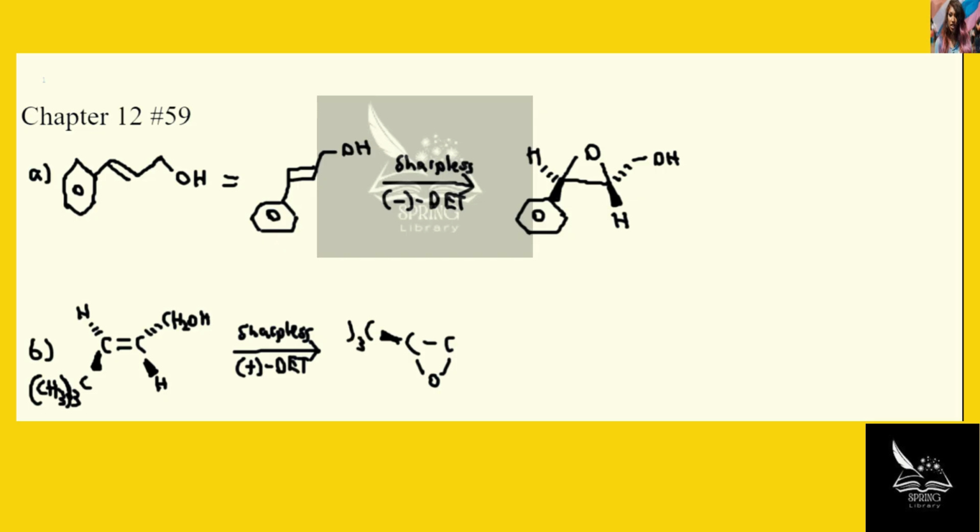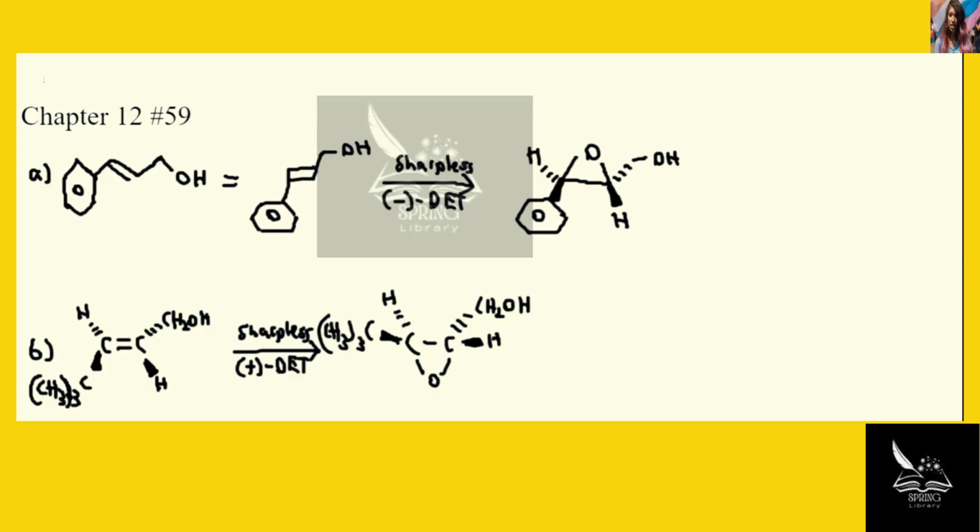So C3. All right, so there's that. There's our hydrogen there. Hydrogen on a wedge here. And our allylic alcohol here. Okay, and so that's B.